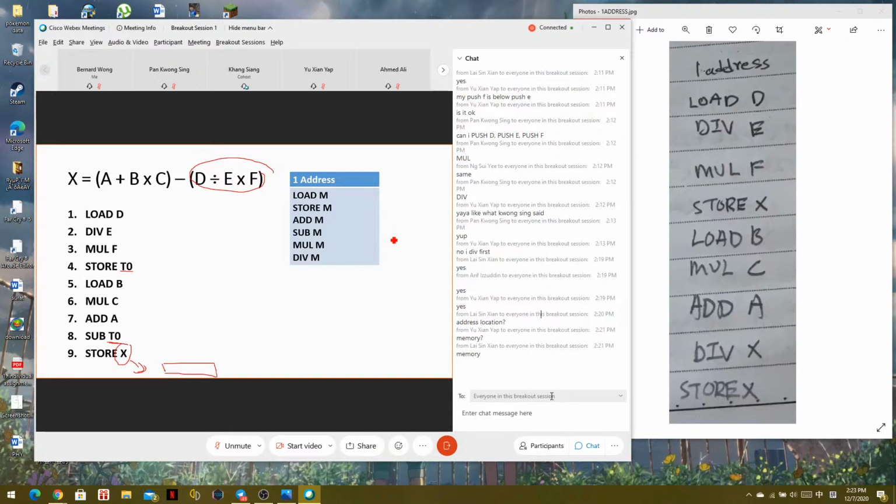But the one shared by Bernard is actually not the only answer. If you want to do it, you also can start from B first. You can load B, multiply C, add A. So you do this part first. Can I know if anyone did this part first? Any one of you do this part first? I mean, start from the left side first, the bracket from the left side.